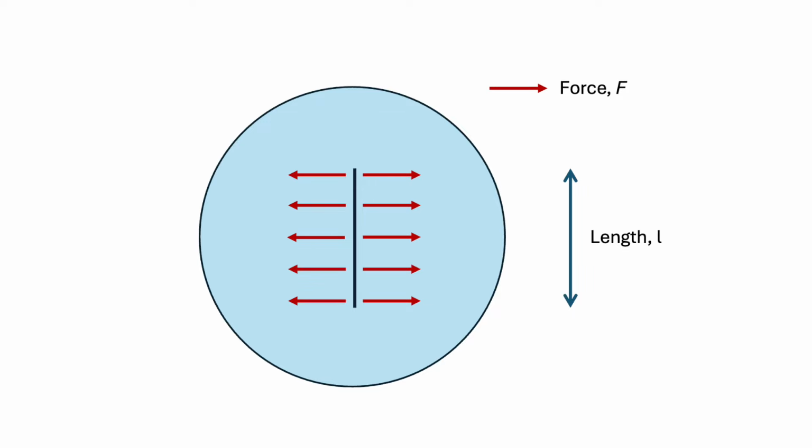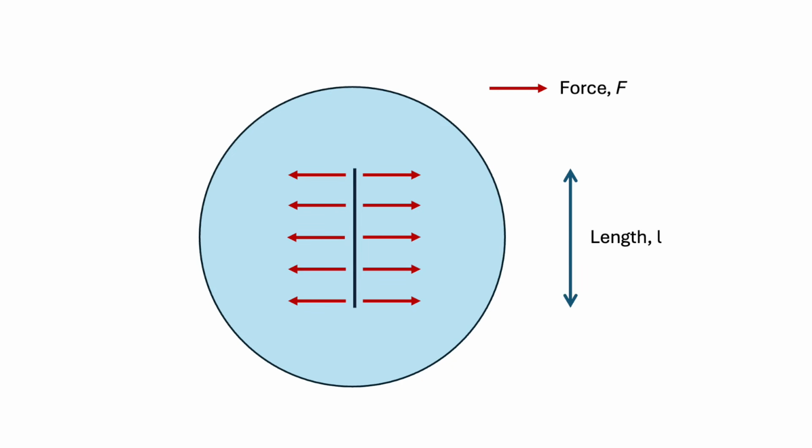Let's start with force per unit length. Imagine the surface of our liquid held in a beaker. If we drew an imaginary line of any length L on the surface, we can think about what forces are being exerted on the line.